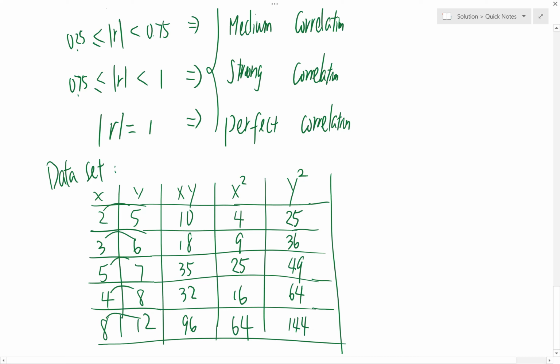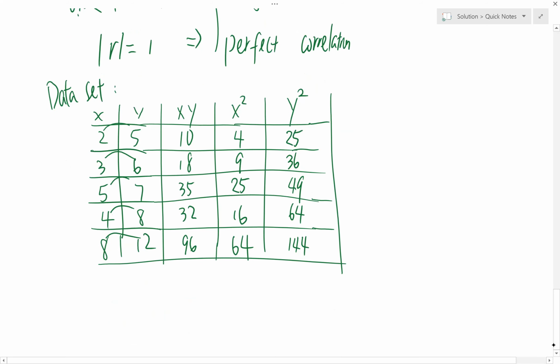Once we have all of this calculated, the next step is to sum up the x values. Adding all these up, we come up with a summation of x. Sum up 2, 3, 5, you get 10. Adding 4, 14, adding 8, 22. Now you sum up all the y values. That means 5 plus 6, 11, adding 7, 18. 18 plus 8, 26, 26 adding 12, 38.